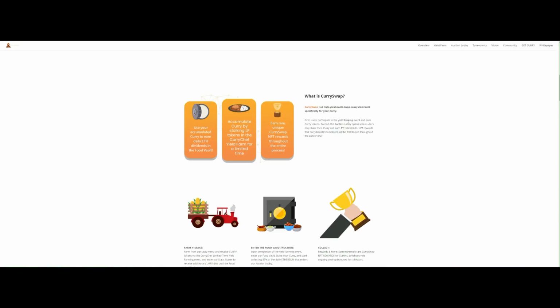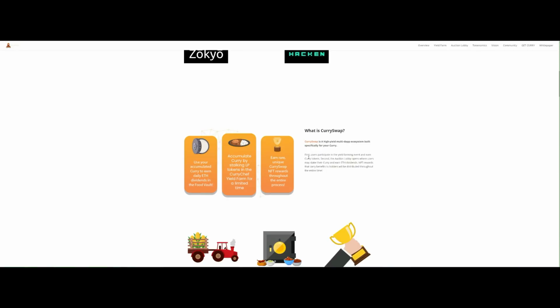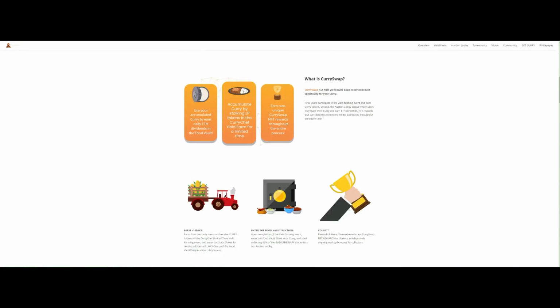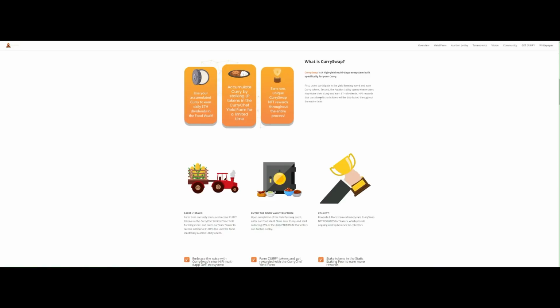What is CurrySwap? What do they do? They're a high yield multi-dapp ecosystem built specifically for your curry. You guys heard it, man. Curry, we know it's huge. Everybody's using that. The curry tokens are killing it right now, and we're very excited, guys. So again, it sees how it works. Use your accumulated curry to earn daily ether dividends in the food vault, and then from there, guys, you can get more curry by staking LP tokens in the Curry Chef yield farm for a limited time. We're actually going to be going over that farm in just a little bit, and then from there, guys, you're earning big bucks, unique CurrySwap NFT rewards through the entire process, and it's very, very exciting stuff, guys.